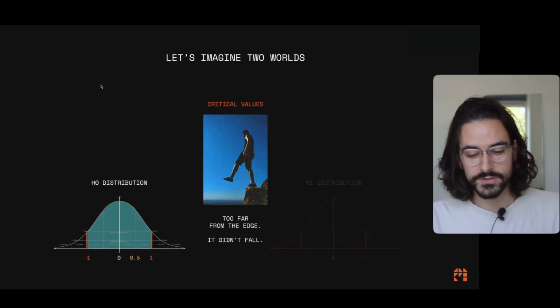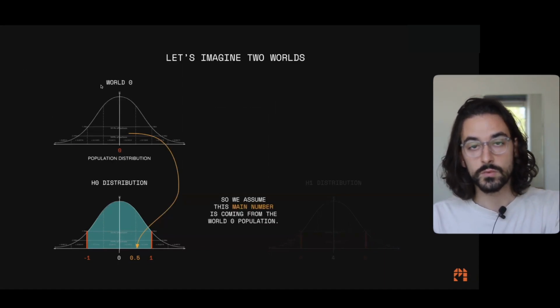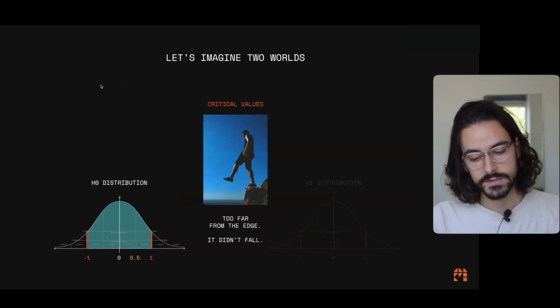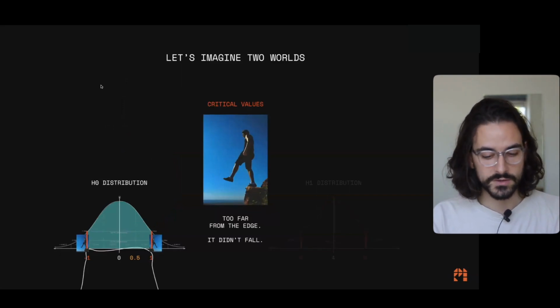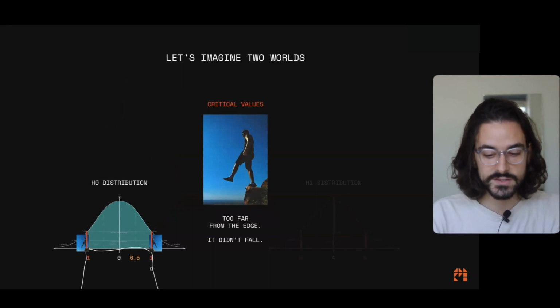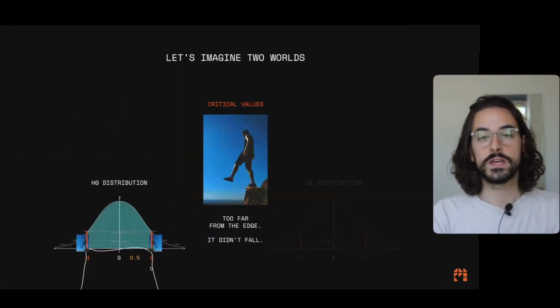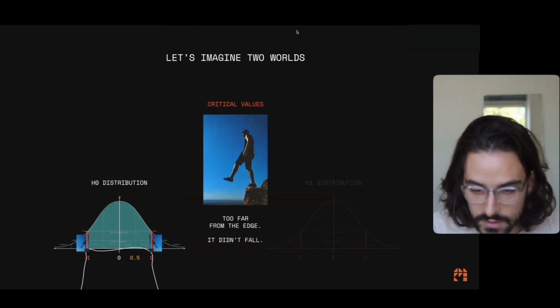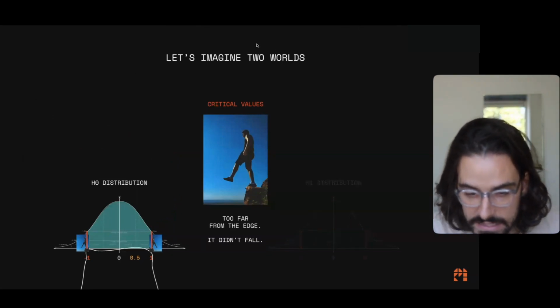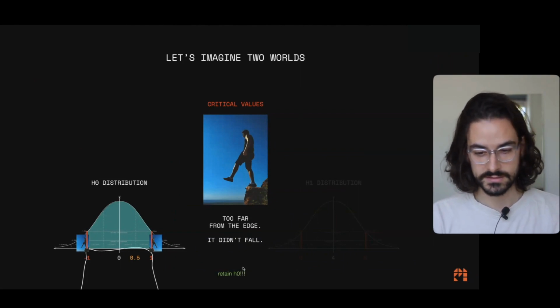So the critical values, they're too far from the edge. It didn't fall. What do we do in this situation? We retain the null hypothesis. So look, we're too far from the edge. Imagine that this is like a little cliff on both sides, and it's too far from the edge, so it didn't fall. So in that case, we can write it down. We retain the null hypothesis. We're going to retain the null hypothesis.